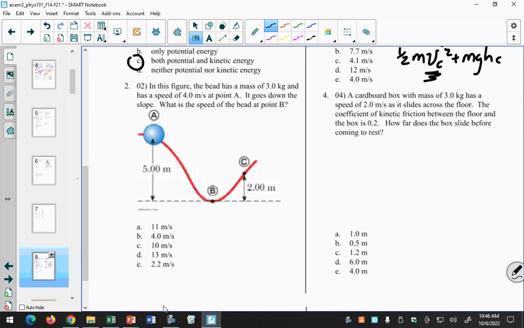Let's look at number 4. Remember I said this is probably the hardest problem on the exam. So let's think about how we would go about this. This is a really similar one to the one we did on the previous exam.